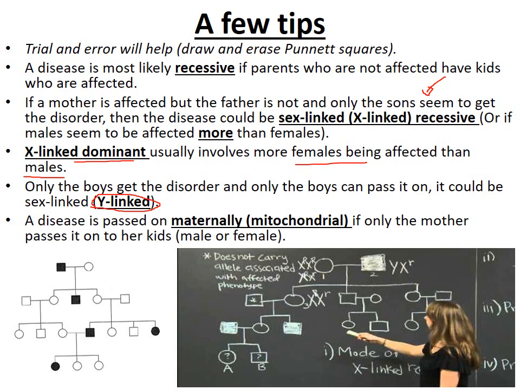For example, if a mother's affected but the father's not affected and only the son seems to get the disorder, then the disease is most likely a sex-linked recessive disease. So just take a look at all the patterns. Really the best way to do this is, yes, looking at these tips and tricks, but also practicing to spot the patterns and becoming aware of them. I can do as many of these as you want me to, but at the end of the day, it's going to be you that has to do them in order to really spot the patterns yourself.